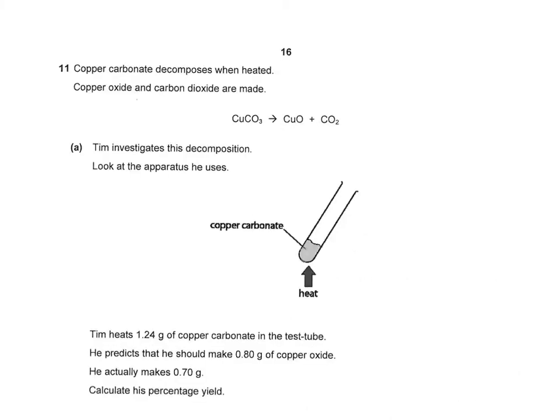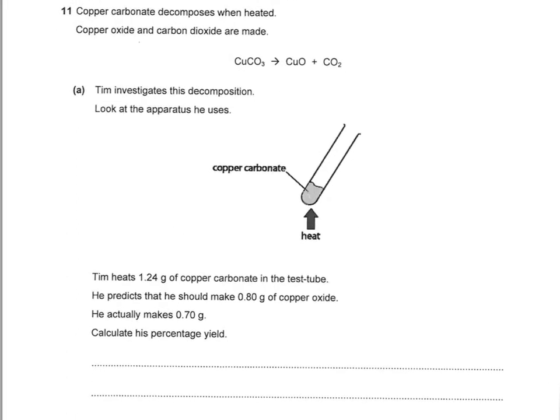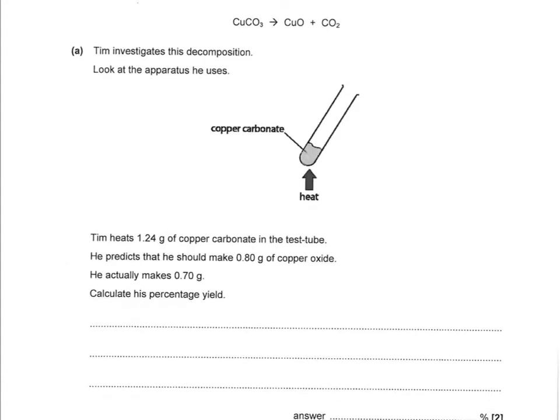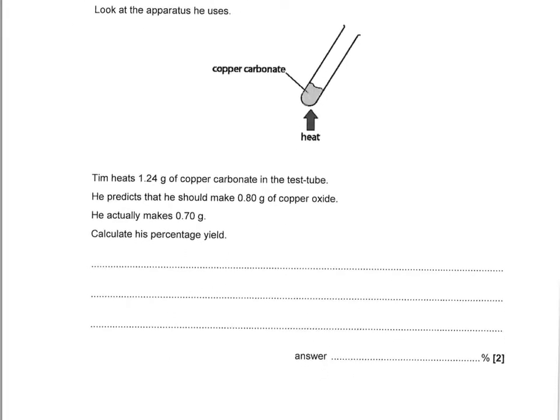Copper carbonate decomposes when heated. Copper oxide and carbon dioxide are made. There's an equation for it. Tim investigates this decomposition. Look at the apparatus he uses. Tim heats 1.24 grams of copper carbonate in the test tube. He predicts that he should make 0.8 grams of copper oxide. He actually makes 0.7. Calculate the percentage yield.